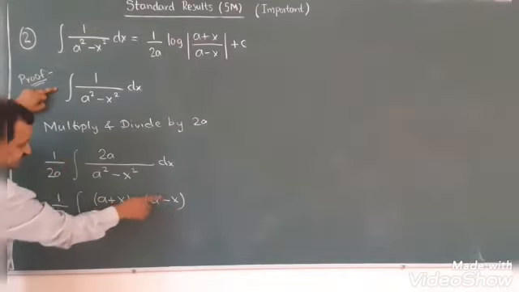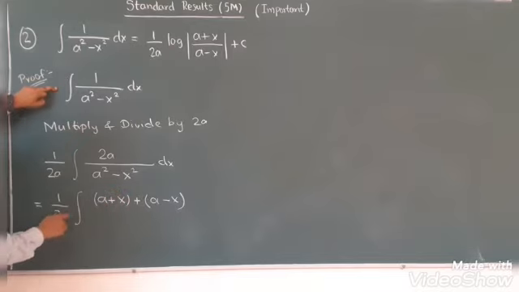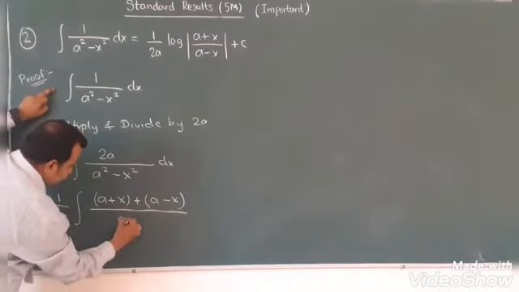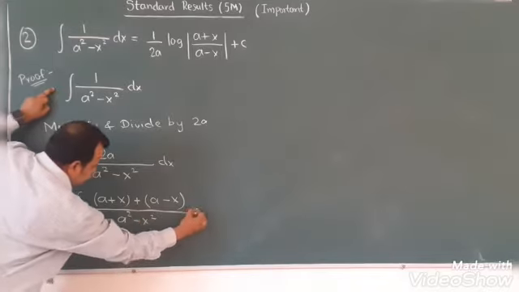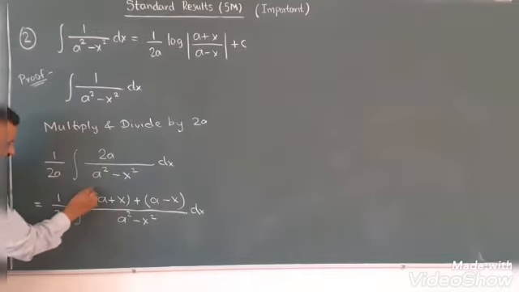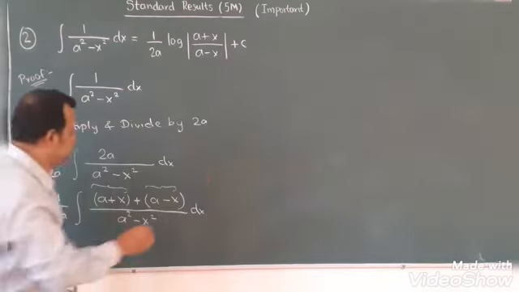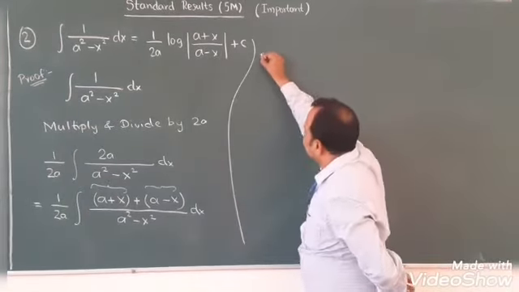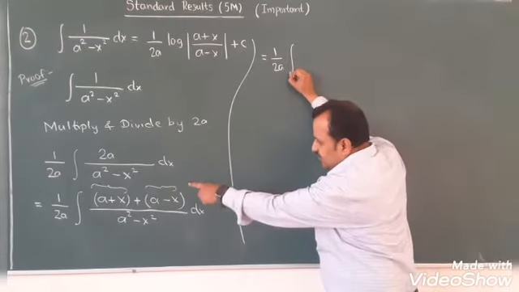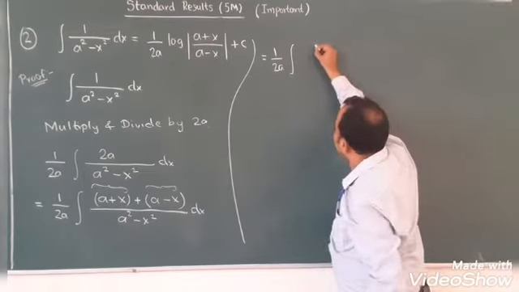Now x cancels, a plus a is 2a, 2a. So both will get cancelled and finally you will get 1 only. So here divided by this I can say what? A square minus x square dx. I hope the step is clear. Next, separate. So this term divided by this followed by this term divided by this. So what you will get here is, this we can write as 1 by 2a integral of a plus x by a square minus x square. So, or let me write one more step.